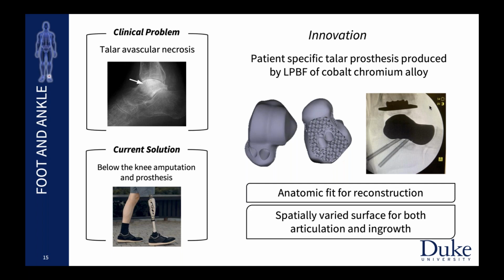And this, again, allows us to print something that's shaped just like the anatomy of the native talus that died, but also having porosity to attach it to the bone where it's not going to have load bearing, where it's not going to have contact. And so you do have, for example, contact. This is actually a total joint on the top half of that.